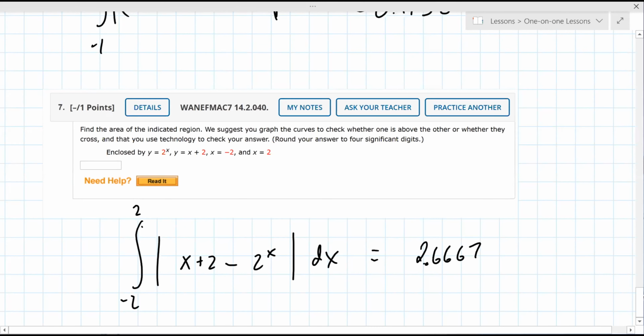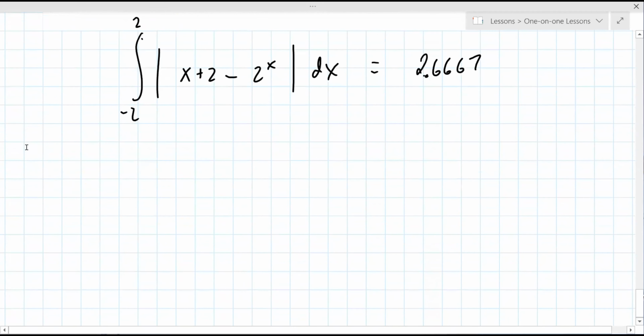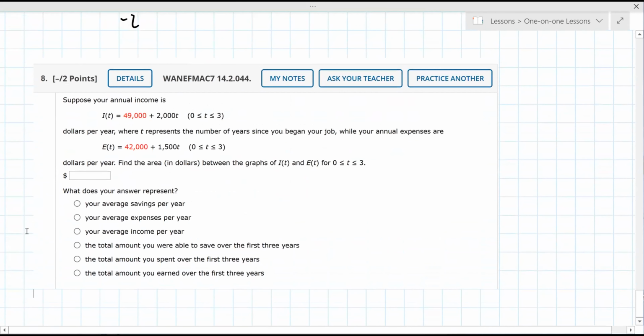Sorry, let me get this snipped in here. There it is. Suppose your annual income is this and your expenses are this. They want you to find the area between the graphs. Again, you don't really need to know, but you would assume your income is greater than your expenses. So it's going to be I of t minus E of t. You're integrating that, and it's for 3 years, so from 0 to 3.